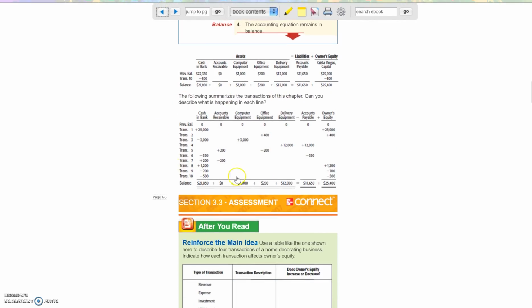This is a summary of what we did in the 10 transactions. I will post one final video with an example about how to do the problems in Excel.